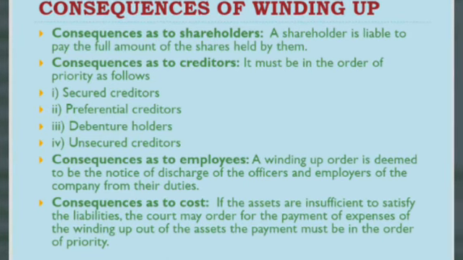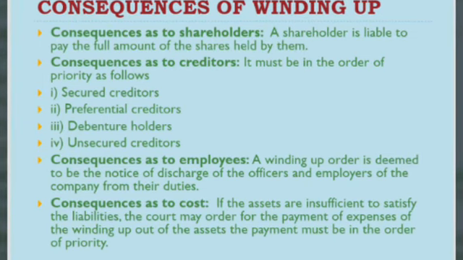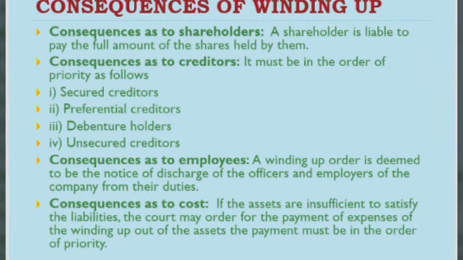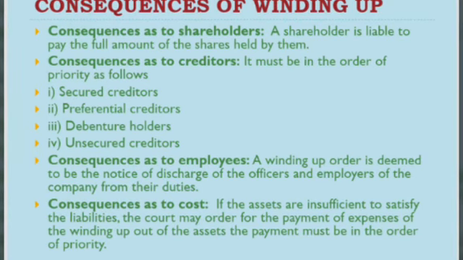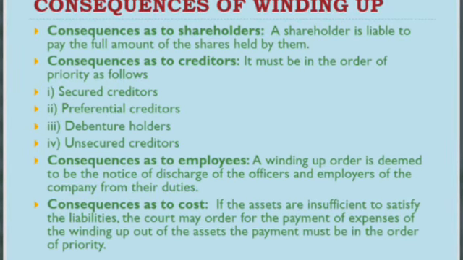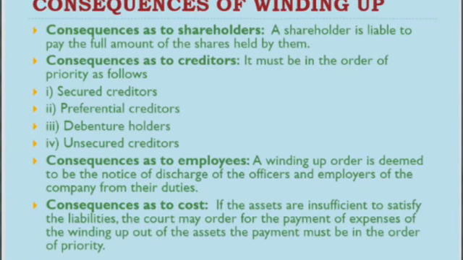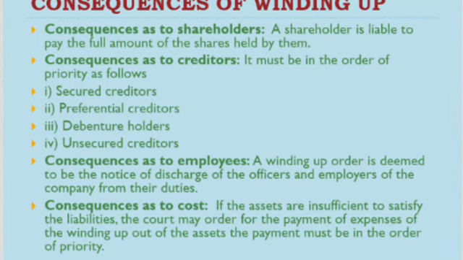Next, consequences as to employees. Employees, in case of winding up, they want to discharge all their duties and responsibility as an employee. Next, consequences as to cost. If the assets are not able to satisfy the liabilities, then the court may order for payment of expenses of winding up out of the assets, and the payment must be in the order of priority, like preferential creditors, like that. This is regarding the consequences of winding up.